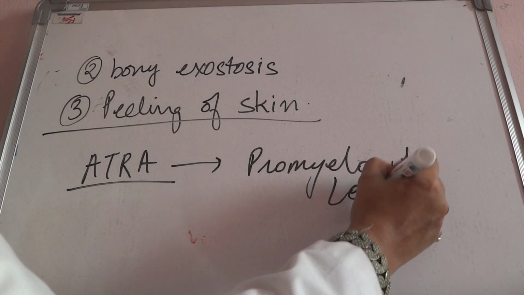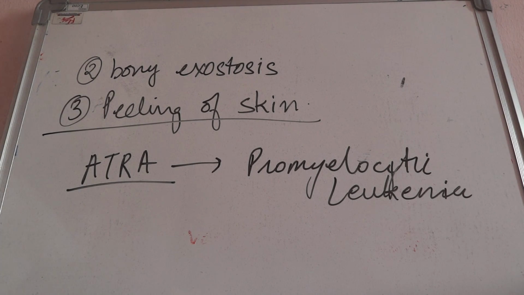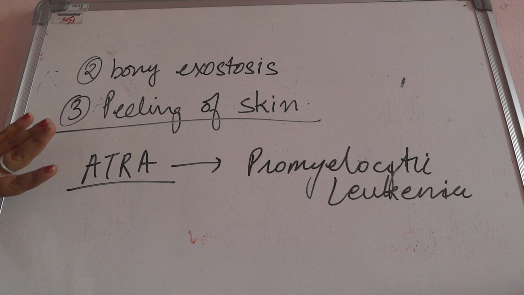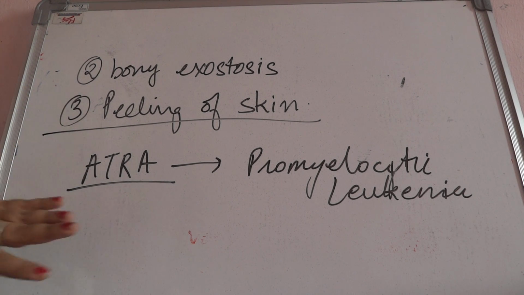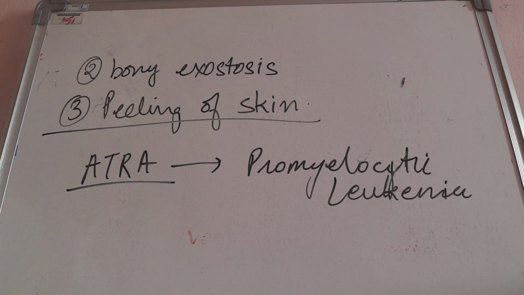So that is the therapeutic importance of vitamin A. Vitamin A is not just a theory question. It is a theory question, plus it has importance in preventing night blindness in children, and most important, it has a therapeutic application, the drug ATRA, which is important in the treatment of promyelocytic leukemia. Okay, that's all for vitamin A.